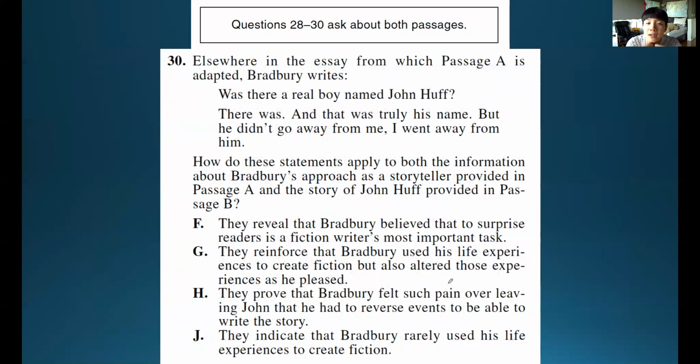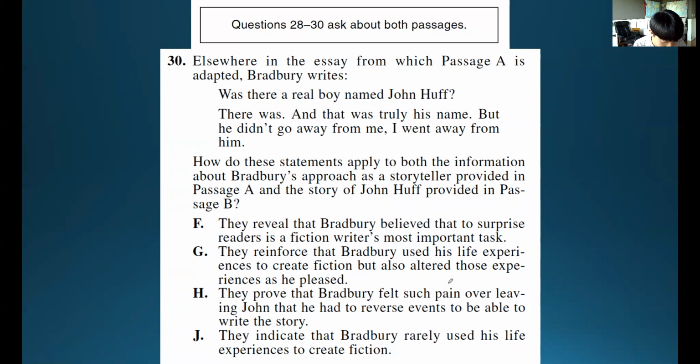30. Elsewhere in the essay from which passage A is adapted, Bradbury writes, "Was there a real boy named John Huff? There was, and that was truly his name, but he didn't go away from me. I went away from him." This one's super, super hard, okay? If you got this one right, congratulate yourself, pat yourself on the back, and give yourself a piece of chocolate or something, because this one's super hard.